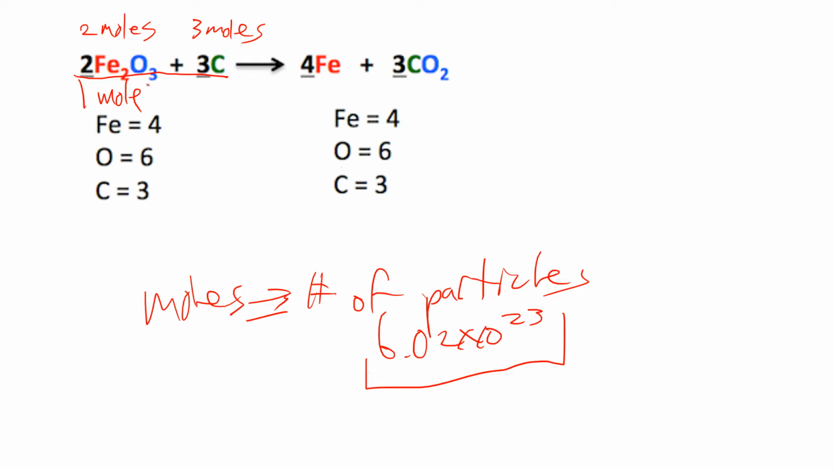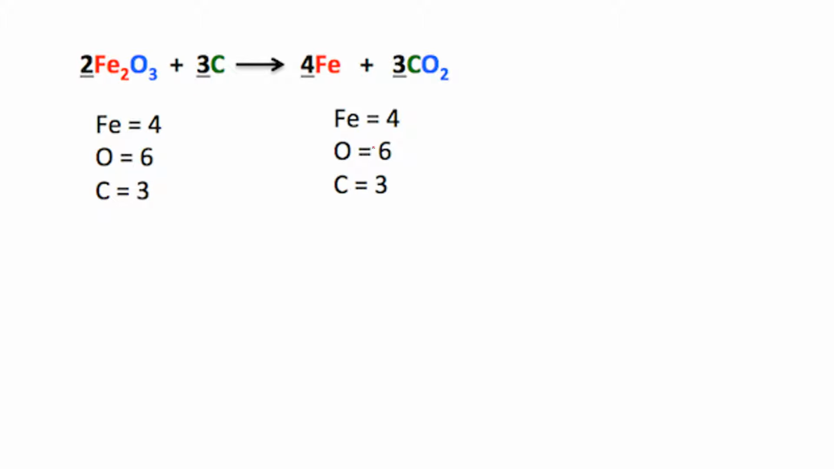So what if you had 1 mole of iron oxide? Well, you need 1.5 moles of carbon, right? Half as many moles, half as many particles means half as many of the other particles. What if we had 4 moles? Well, if we have 4 moles, then we just need 6 moles, right? Because when we had 2 moles, we needed 3 moles of carbon.